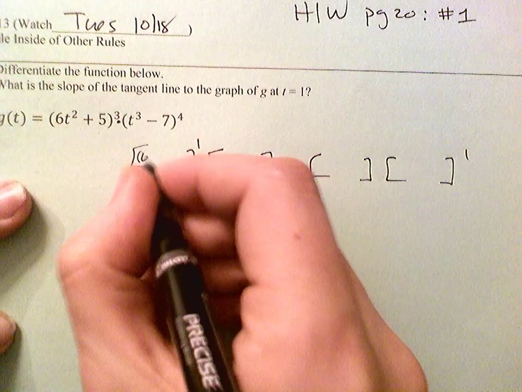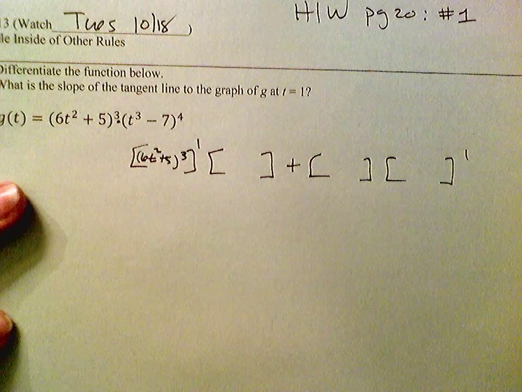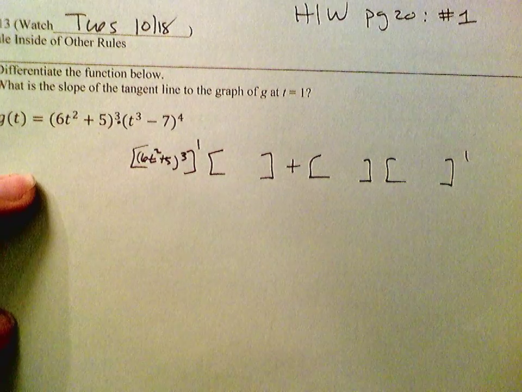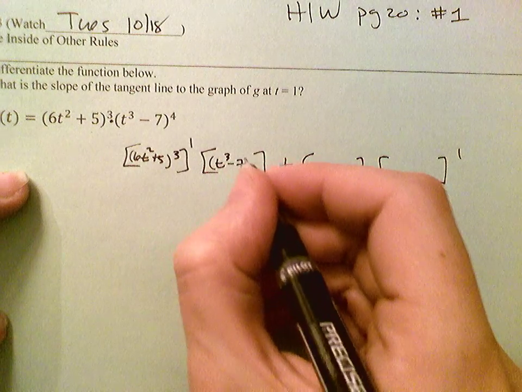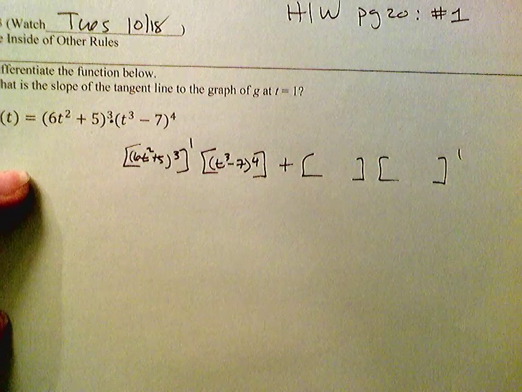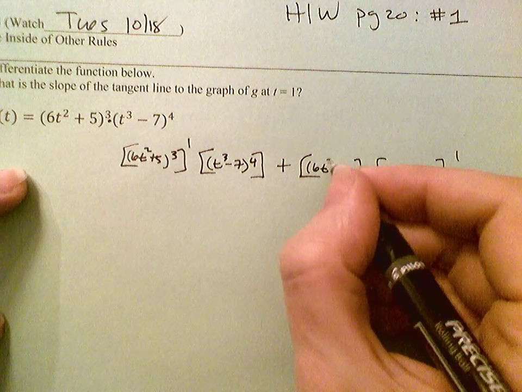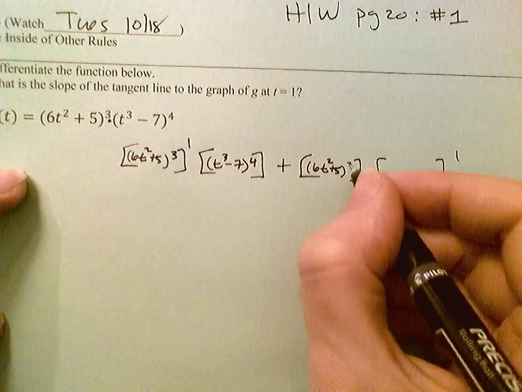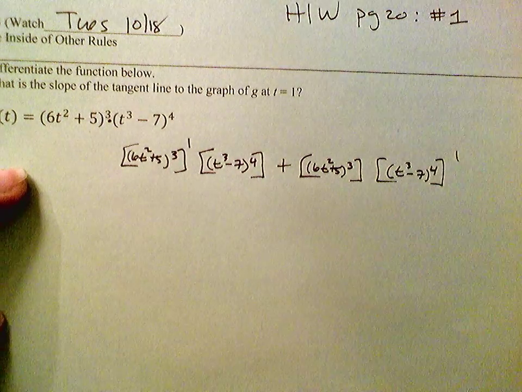So I've got 6t squared plus 5 to the third. Okay, that's the first function. And then the second function, t to the third minus 7 to the fourth. And then I just repeat what I wrote down. 6t to the second plus 5 to the third, t to the third minus 7 to the fourth.